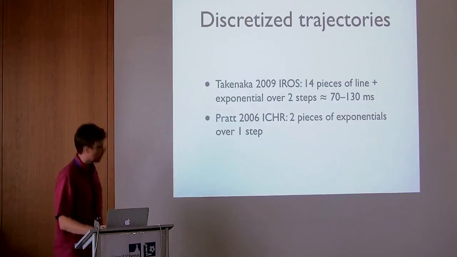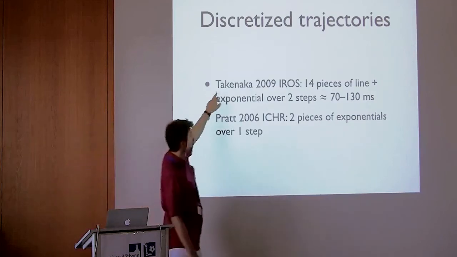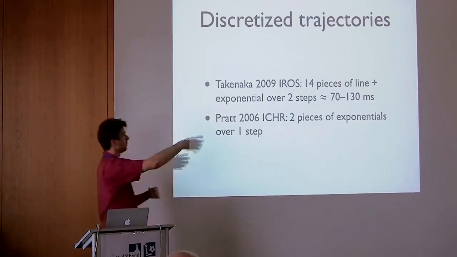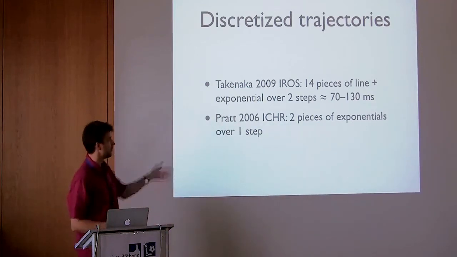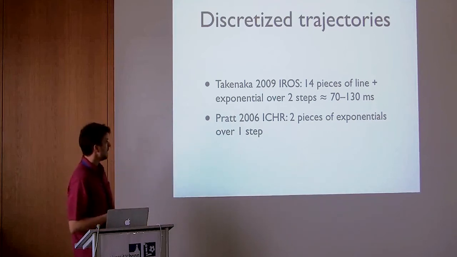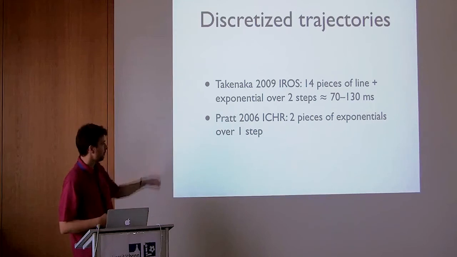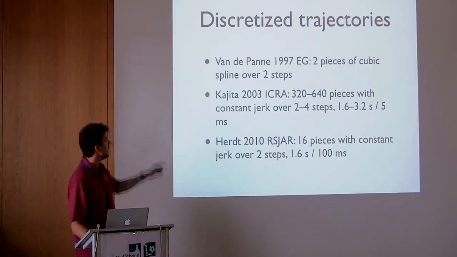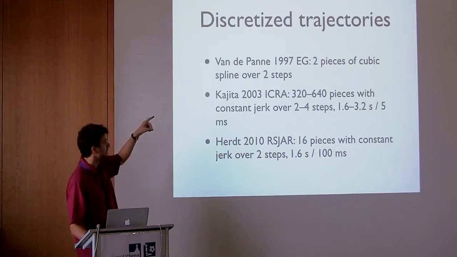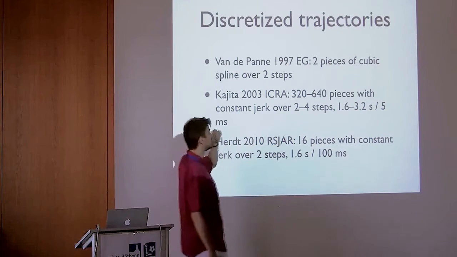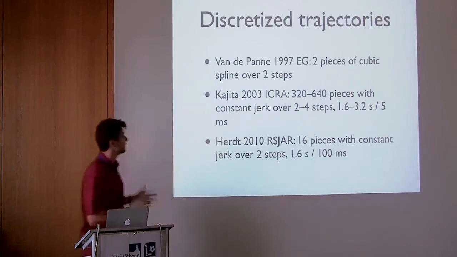Other people, Takenaka, this is for the Asimo robot, use these pieces of spline with exponential parts over two steps, so every 30 or 100 milliseconds for each piece. Jerry Pratt uses pieces of exponentials. You can see, well, general options like that. And then on the graphics side, in Google Graphics, what I showed uses only two pieces of cubic spline.